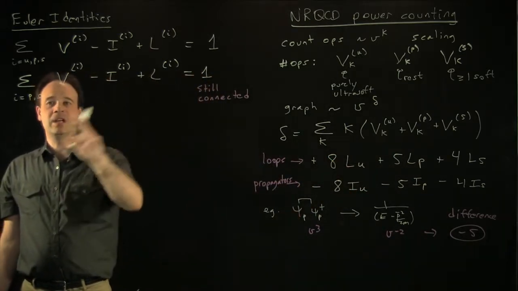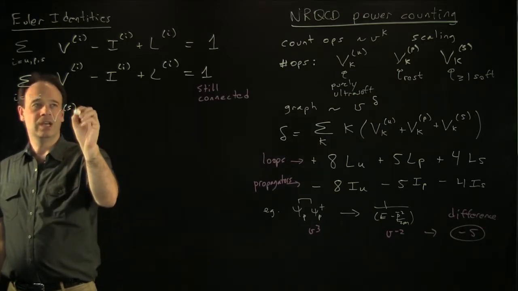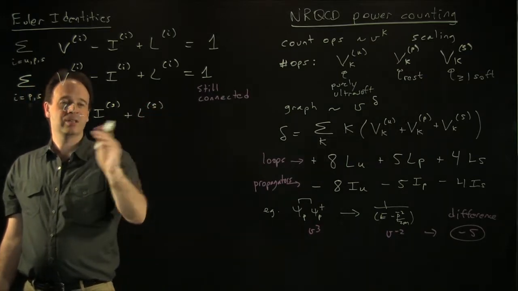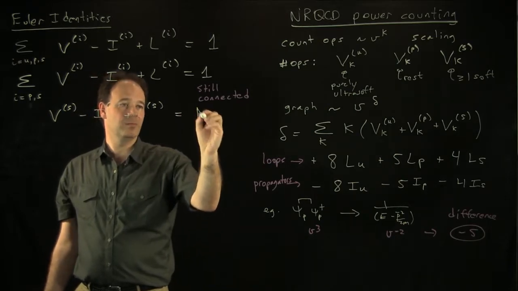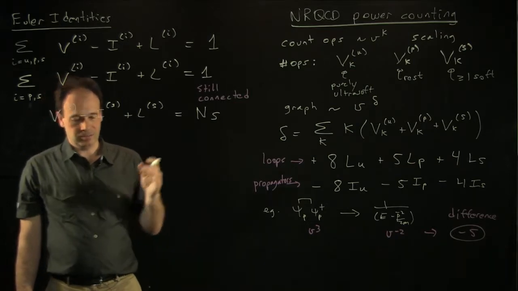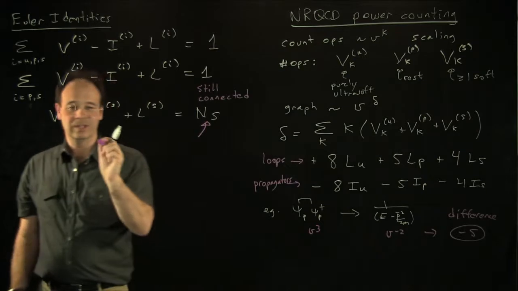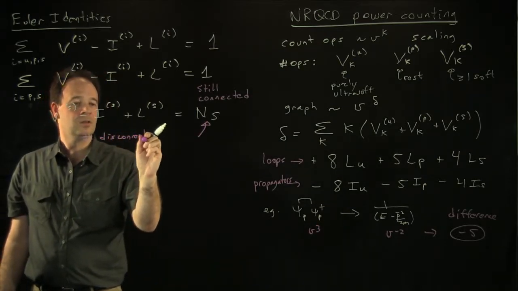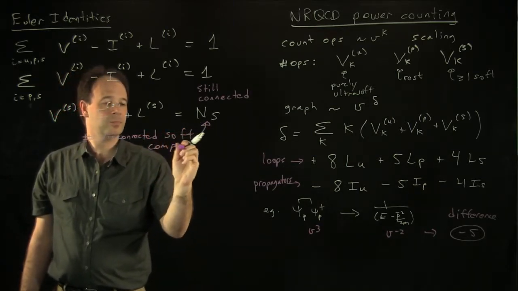If I want to get one more identity, I'd like to erase, for example, the potential. So I could do that, and then I would just have Vs minus Is plus Ls. But it no longer has to be connected in this case. So now I can get a bunch of different disconnected components. And that means on the right-hand side, I can get some kind of integer, which I'm going to call ns. And that ns stands for exactly that, the number of disconnected soft components to the diagram.